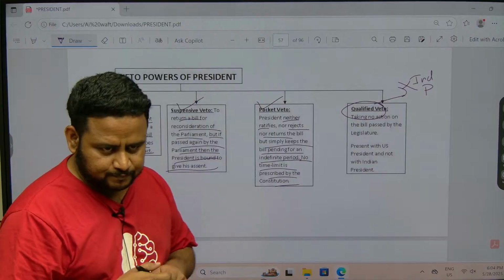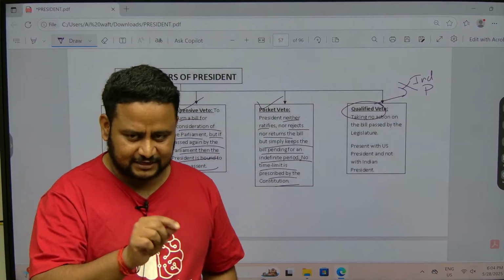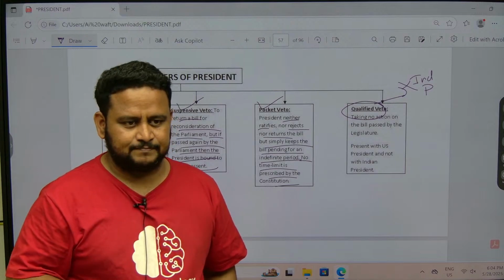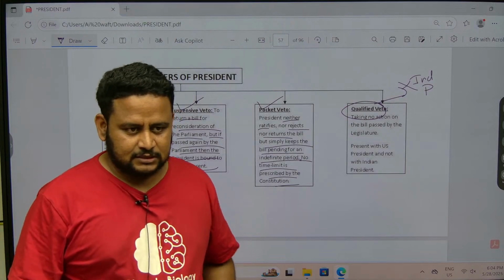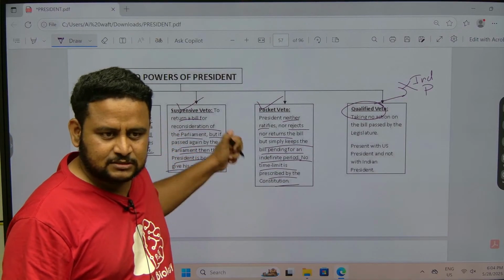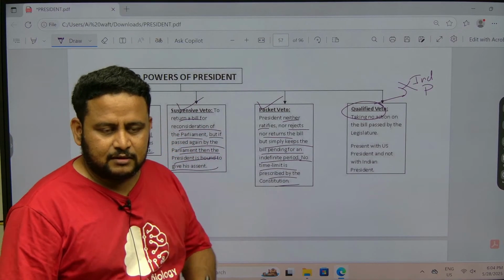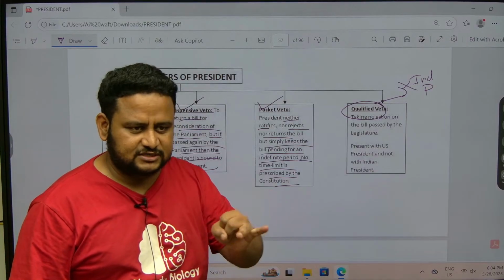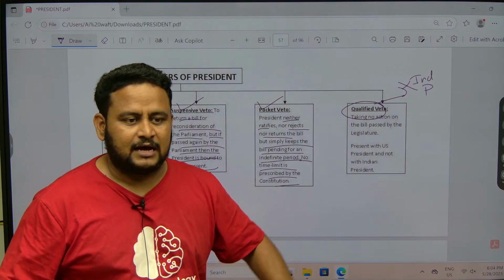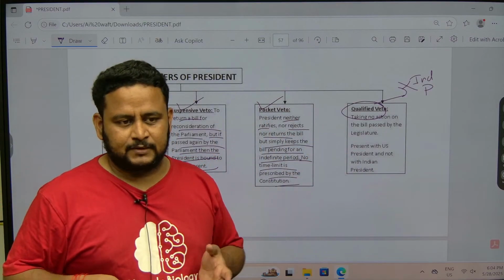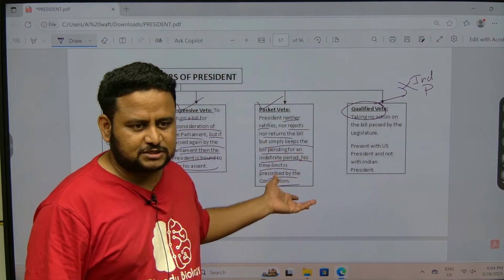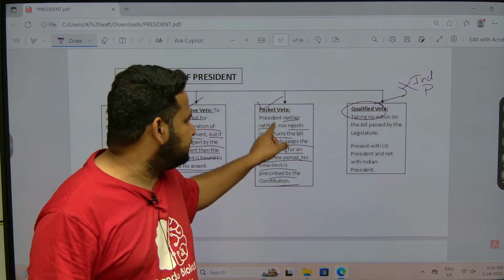I told you, when the bill comes, the president can sign, that is ratify, or he can reject the bill, or he can send back the bill. Rejecting the bill is absolute veto. Sending back the bill is suspensive veto. And here he is not signing, not sending back, not taking any decision. He is keeping it with him for how much time? Indefinite period of time, which means there is no time limit. How much time he can keep is also not specified in the constitution. That is the meaning of pocket veto.